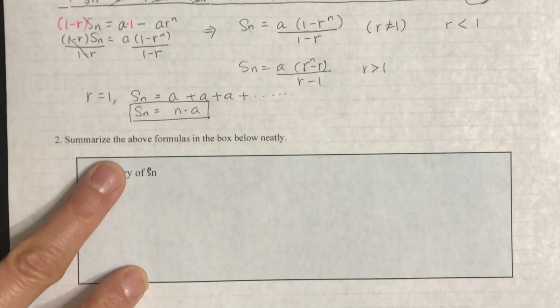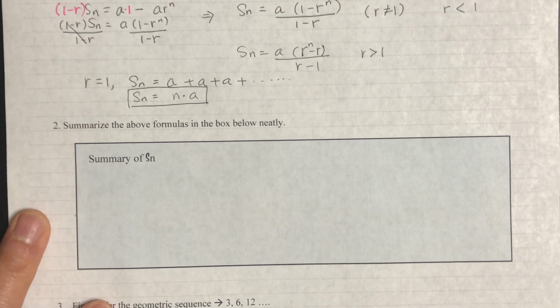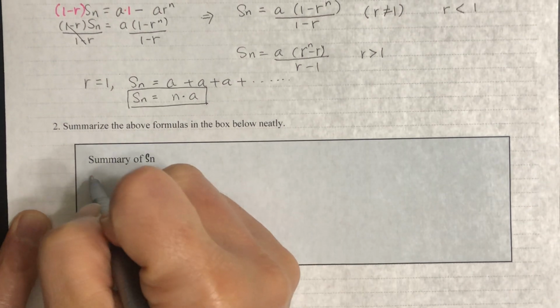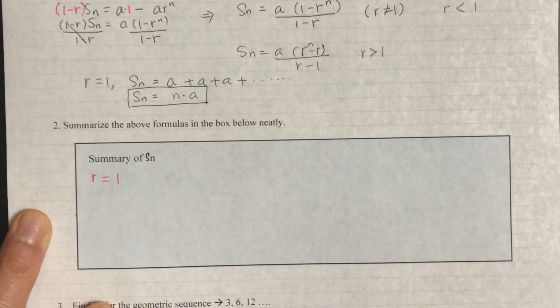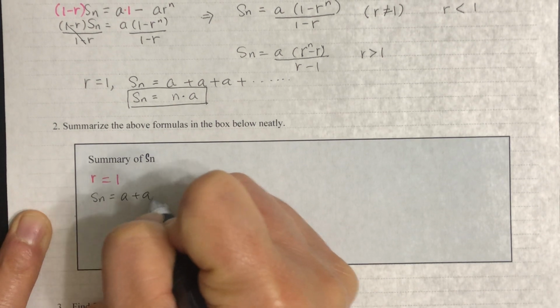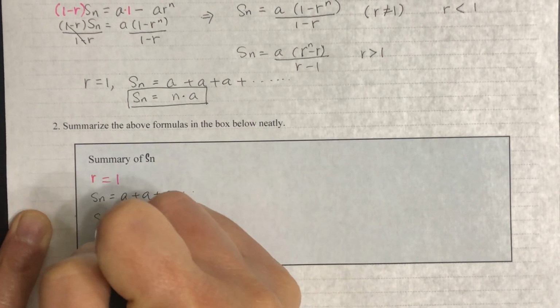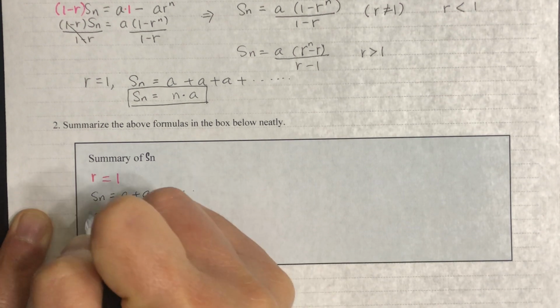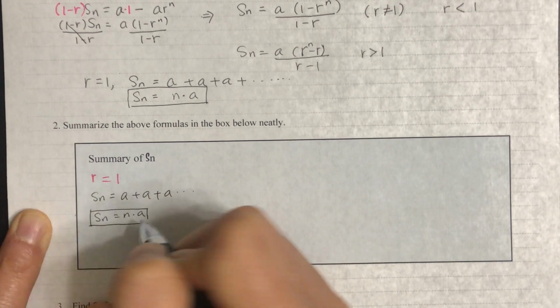Now, I'm going to summarize it very nicely here. Summarize the above formulas in the box below neatly. So I'm going to start with when r is 1. When r is 1, S sub n is a plus a all the way, and so S sub n is n times a. So this is what we will use.